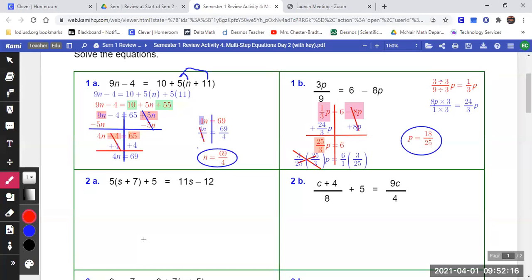So what did we do first on number 1A? 2A is the same kind of problem. So what are we going to do first?